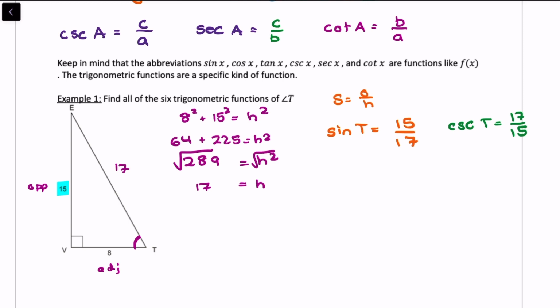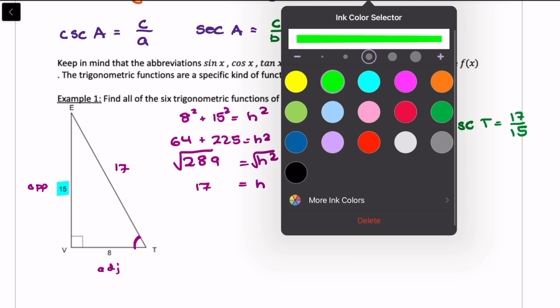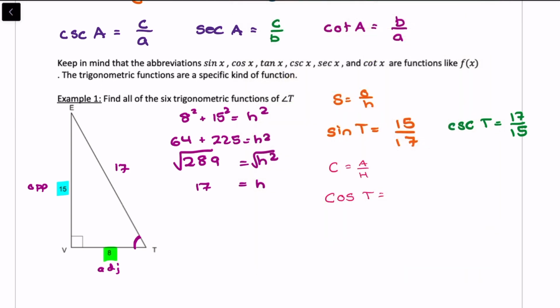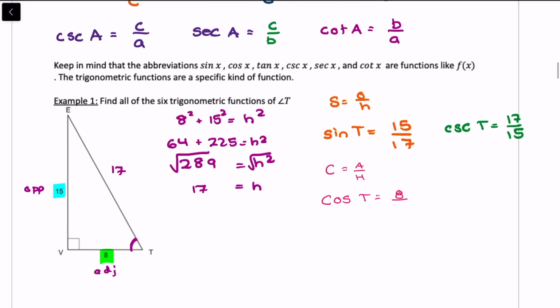Next, let's find cosine. So using SOH CAH TOA, we have cosine of angle T equals the adjacent side, which is 8, over the hypotenuse, which is 17. Right away, I can find the secant of angle T is 17 over 8.